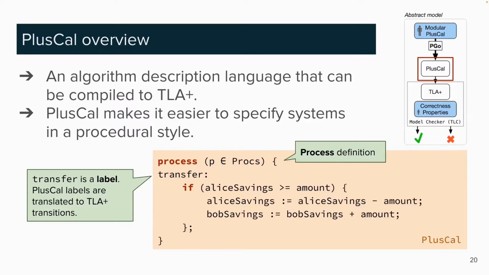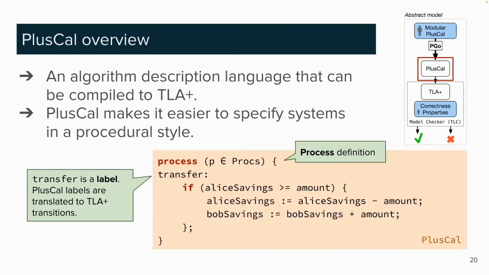So to make it easier for programmers, Lamport came up with another language called PlusCal. PlusCal is a procedural language that can be compiled into TLA Plus. PlusCal is pretty similar to pseudocode and has familiar constructs such as if and while statements.